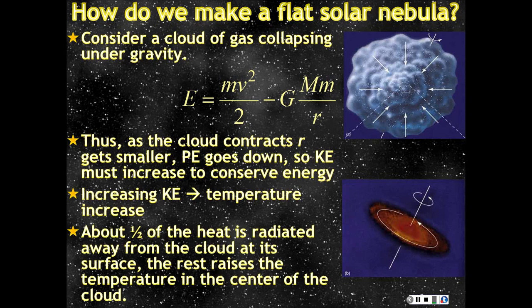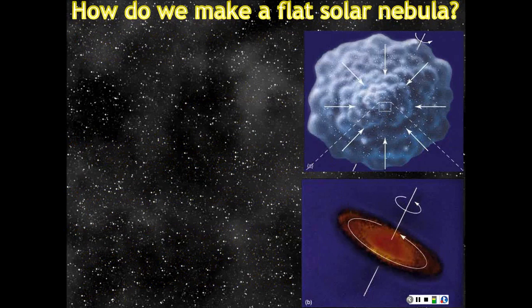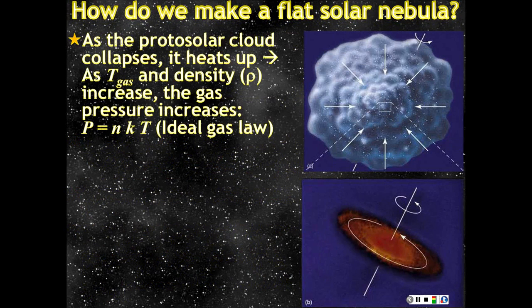And in fact, the cloud has to radiate about half of the heat, that is, about half of the energy that is converted from potential energy to kinetic energy has to be radiated. Well, why is that? Well, consider it's going to be mostly gas. It's got dust in there as well, but it's mostly gas. As it collapses and heats up, the temperature of the gas is going up, and the density is going up. But both the temperature and the density affect the pressure, and so the pressure goes up.